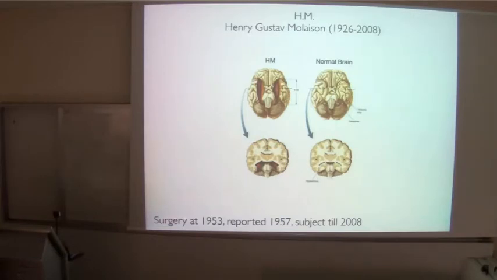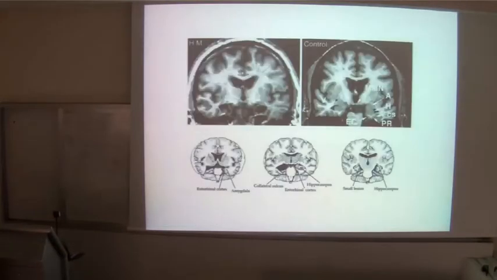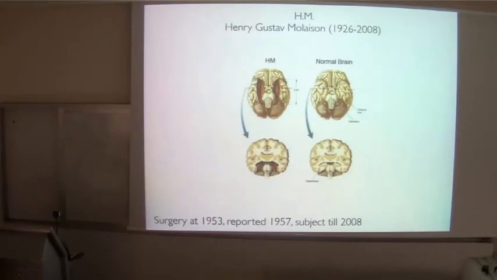Basically, he went under surgery in 1953, and then in 1957 the reports about what happened to him started appearing. The surgery was because of epilepsy, and since 1957 he was a mouse, if you want.